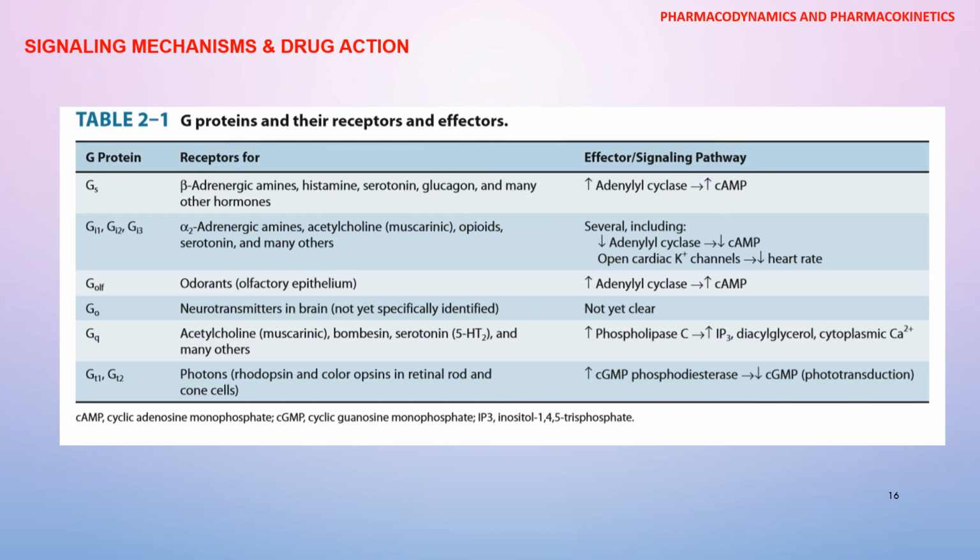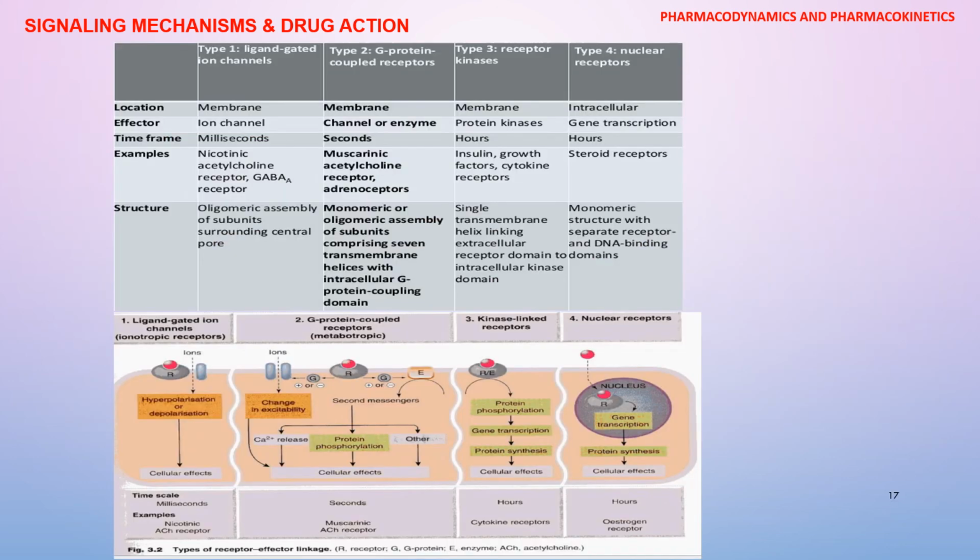The table here enlists certain G proteins, their receptor and effector molecules. The present slide summarizes the different types of receptors and signaling mechanism.